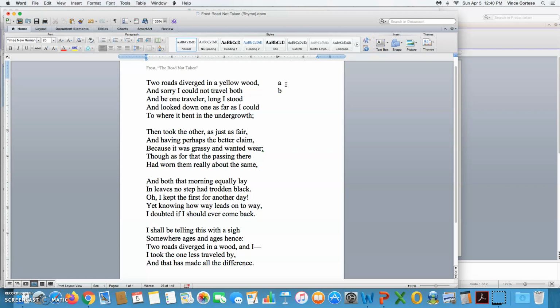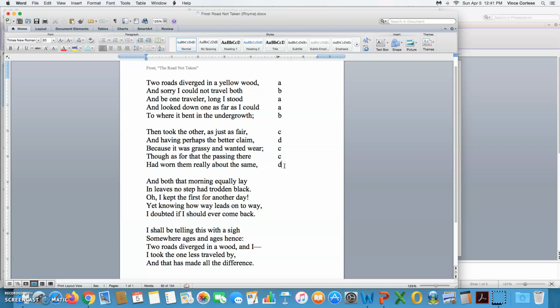Line 3 is the word stood. Stood sounds like would, so we give that another A. Line 4 we have could, which sounds like would, that's another A. And then lastly we have undergrowth. Growth rhymes with both, so that's rhyme B. We move to the next stanza. We have fair, which is different from could and growth, so that would be rhyme C. Then we have claim, which is again a new rhyme, that would be rhyme D. Then we go back to where, fair, there, where, fair, and then same, and claim.